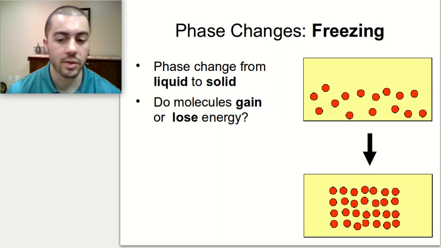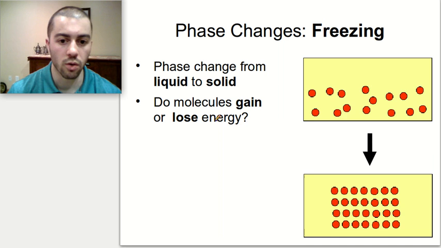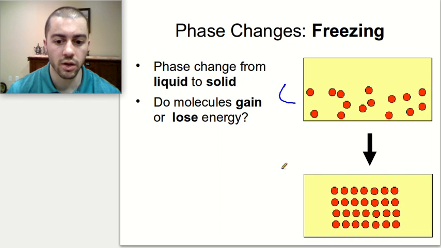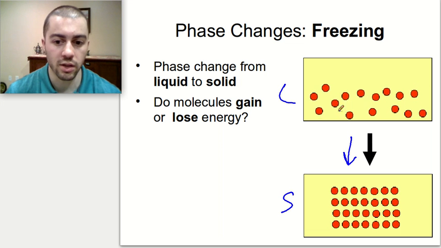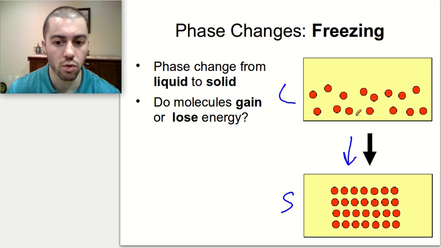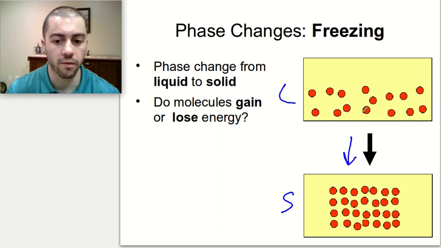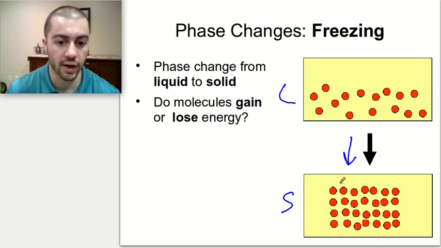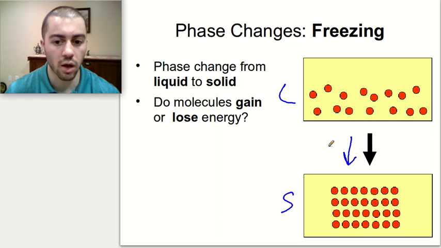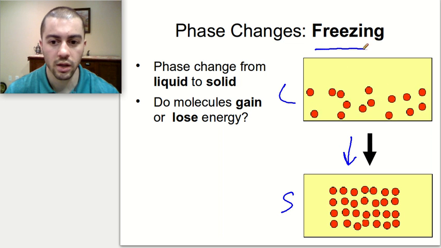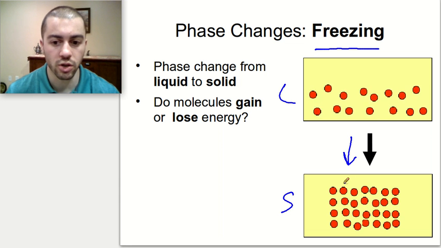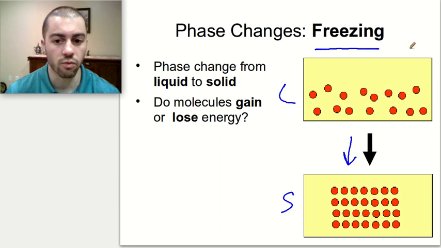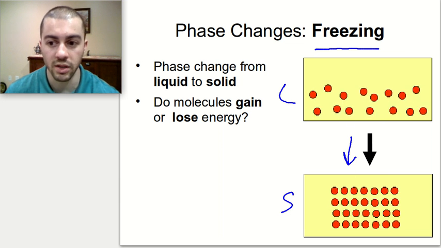Okay, the opposite of melting is freezing. So with freezing, we're going from liquid to solid down this way. So when we're making this transition, we're going from liquid particles that are moving around with higher energy and more freely to solid particles that are moving around with lower kinetic energy. Alright, so these molecules in the freezing process, they are losing energy because we're going again from higher energy to lower energy. Alright, so freezing and melting are opposites of each other.